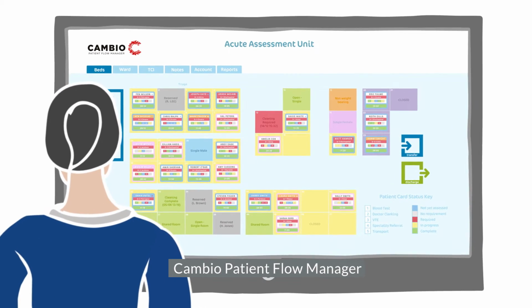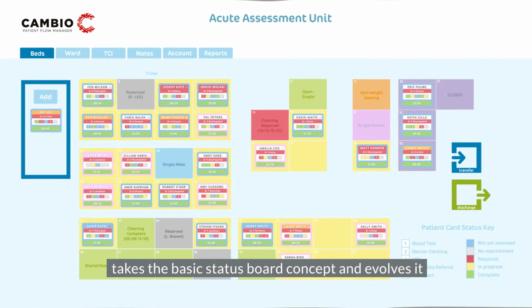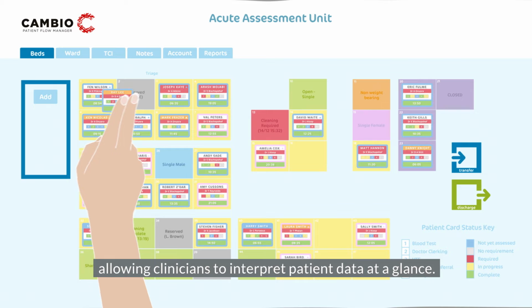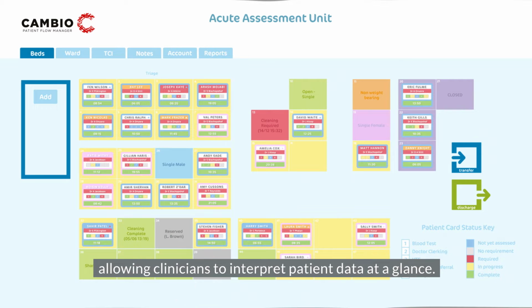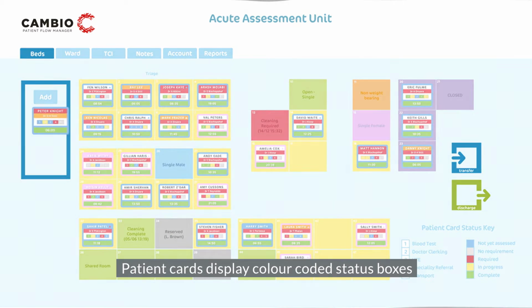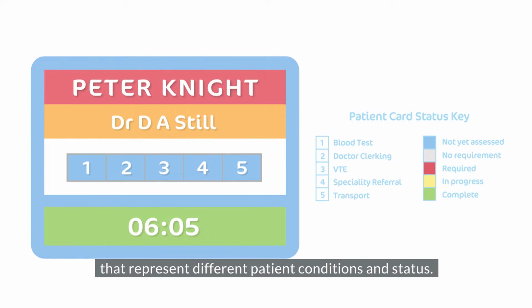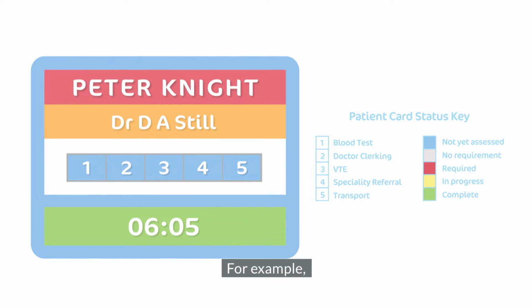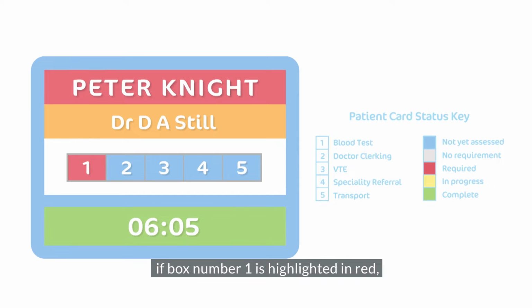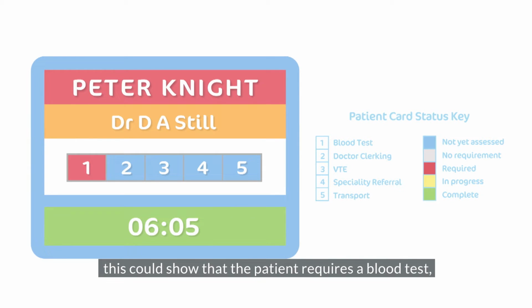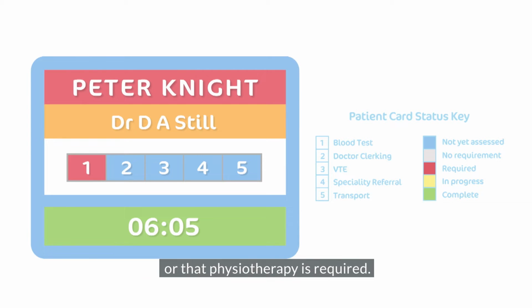Cambio Patient Flow Manager takes the basic status board concept and evolves it, allowing clinicians to interpret patient data at a glance. Patient cards display color-coded status boxes that represent different patient conditions and status. For example, if box number 1 is highlighted in red, this could show that the patient requires a blood test or that physiotherapy is required.